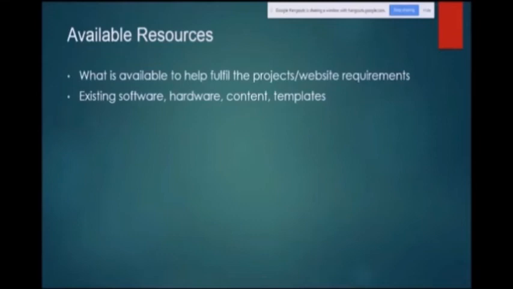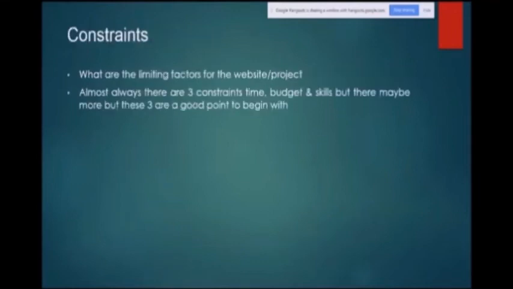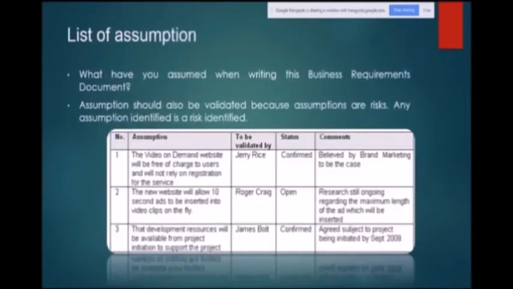Then finally we have available resources. What is available to help fulfill the project or the website requirements, like existing hardware, software, content, template, color scheme, the infrastructure, everything, all inclusive. Okay, available resources. Then constraints. These are all components of the BRD which we have to write, which you will find in the template also.